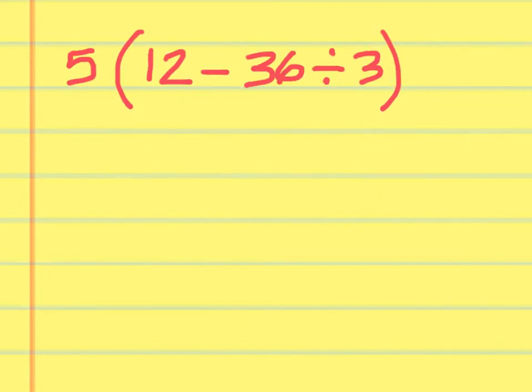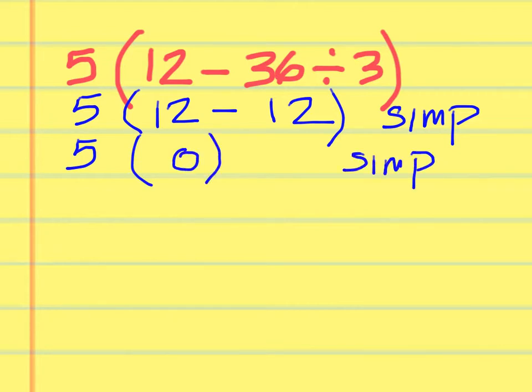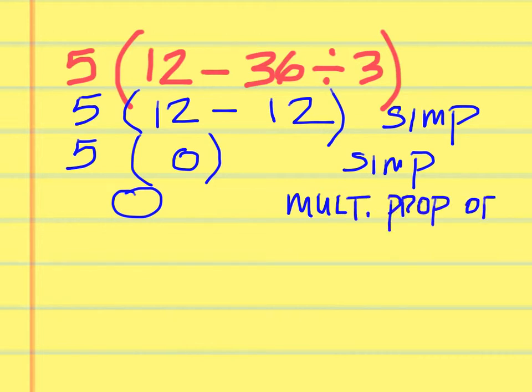The first step is to go to the parentheses and do 36 divided by 3, which is 12. And you just simplified there. Inside the parentheses, 12 minus 12 is 0. You simplified. But 5 times 0 is 0. And you get that from the multiplication property of 0.